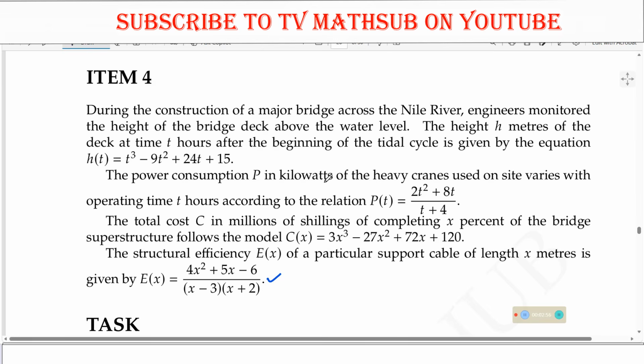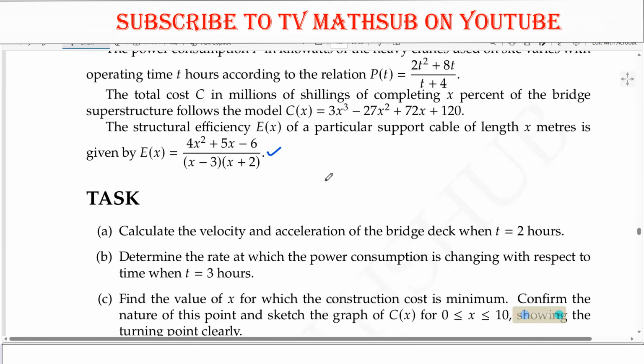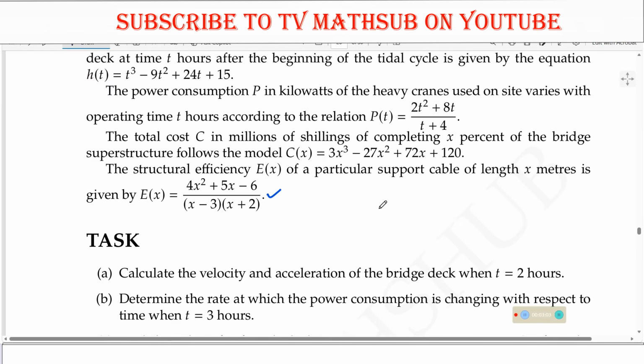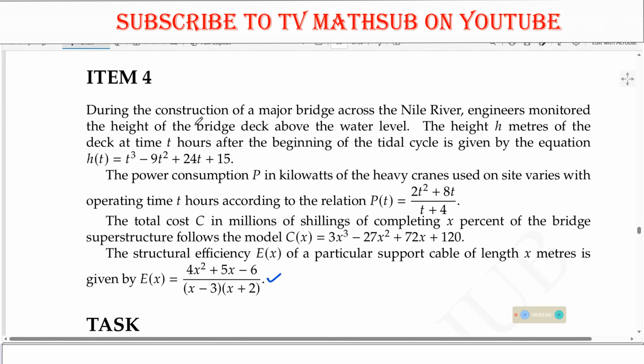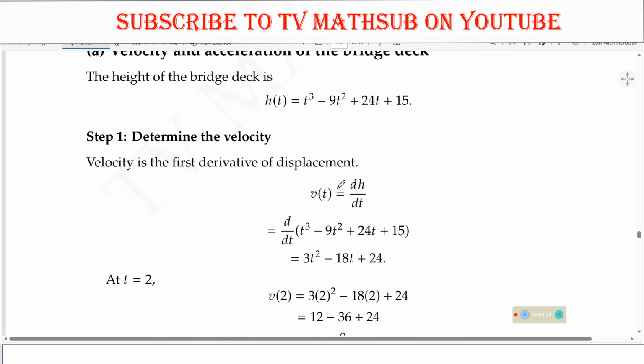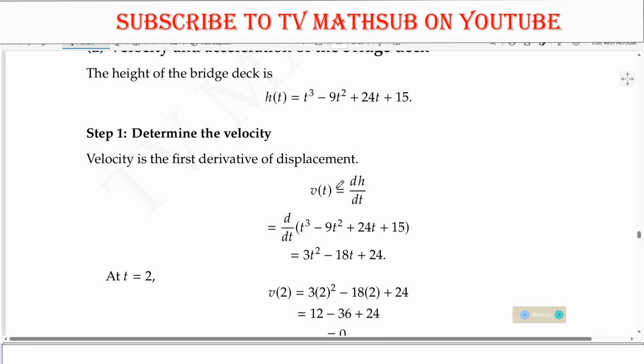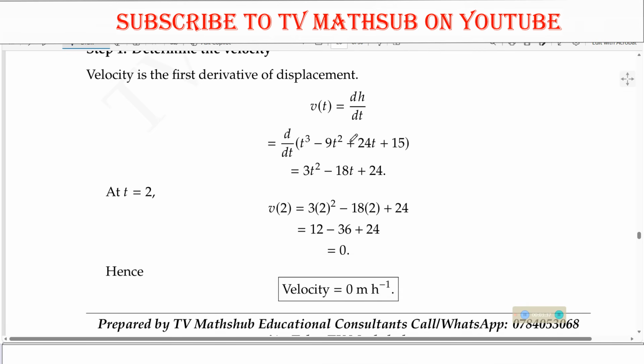So we are interested in calculating the velocity and acceleration of the bridge deck when t is equal to 2 hours. So we are given that engineers monitored the height of the bridge deck above the water level. The height h meters of the deck at time t hours after the beginning of the tidal cycle is given by this equation. So we need to obtain what we call the velocity. The velocity is the rate of change of displacement. So that is same as getting dh dt. So since we already have h as that, we can easily get dh dt by differentiating h with respect to t, and h is this one.